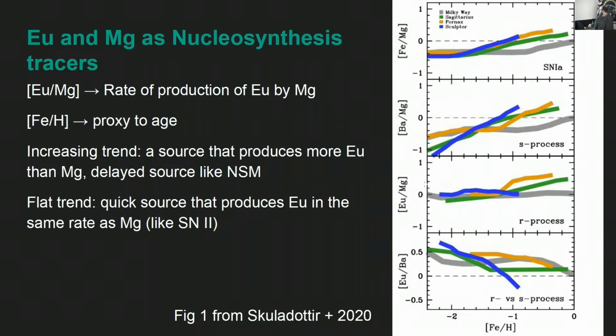And you can see here on this third panel that generally for the Milky Way, it's a flat trend. For the Sculptor dwarf galaxy, it is a flat trend. But for other dwarf galaxies it is an increasing trend. And this is due to enrichment by neutron-star mergers, while in the Milky Way, core collapse supernova would be the preferred mechanism.